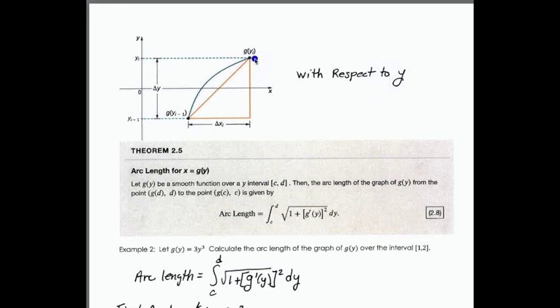But because we're doing it with respect to y now, we're looking at our interval over the y-axis. So this would be our point C, and this is going to be our point D, from C to D. And the formula is going to remain the same. We're just going to change our limits and change the way we define our function. So our arc length formula, when we're doing this with respect to y, is going to be the integral from C to D, the square root of 1 plus the derivative of g of y squared dy.